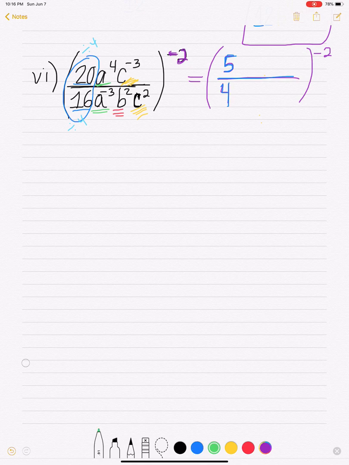All right, now let's go to the green components. We have a to the 4th on top and a to the negative 3 on bottom. So we're going to take a, and we're going to do 4 minus the bottom exponent, negative 3. 4 minus negative 3 becomes a double negative. It's going to be a plus 3, right? So 4 plus 3. All right, then B's just going to stay where it is. It's going to stay on bottom. Don't mess with B.